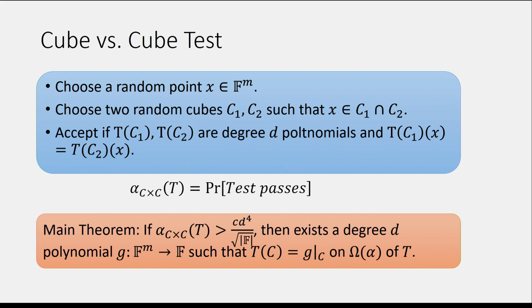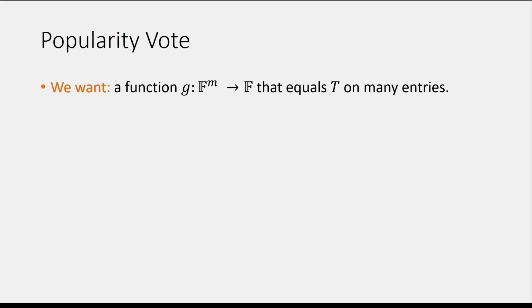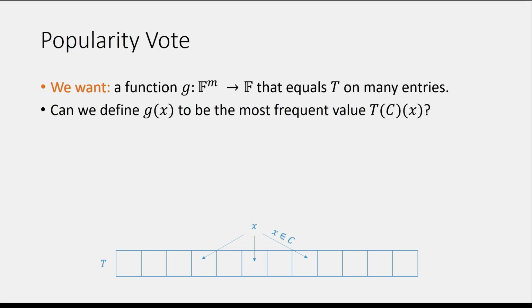And now I'm going to give some idea about how we wanted to do it. In general, what we're looking for is some function that is close to many of the table entries. So a very natural thing to do would be to take the most frequent value. That is, for every x, we can look at all the cubes containing x. Each cube gives us some value for x, and we can just take the one that appears the most frequently. So, will this work? This doesn't work here. This kind of method only works when alpha is close to 1.